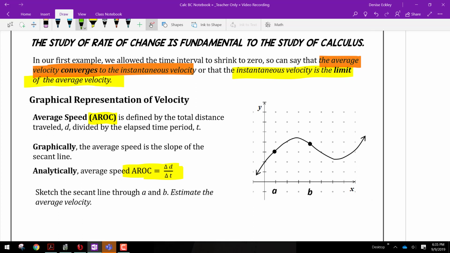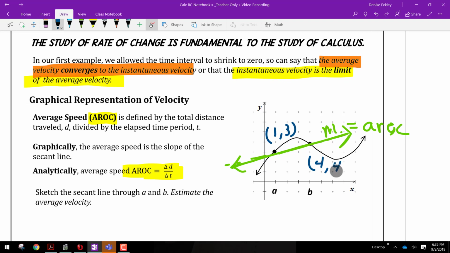So if we were to draw a line, here's my line, it didn't show up right away, through those 2 points, the slope of that line is going to be the average rate of change. Okay, so what we can do is use the value of these 2 points to estimate the average velocity. So the first point is at 1,3, and the second point is at 4,4.